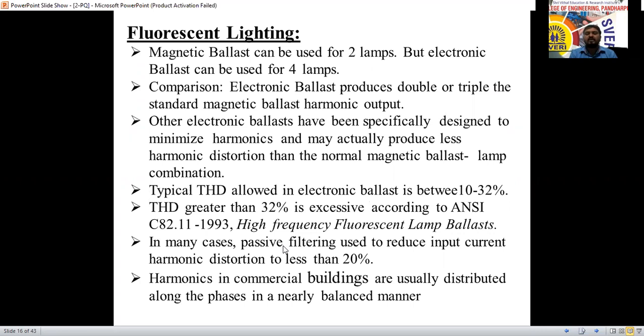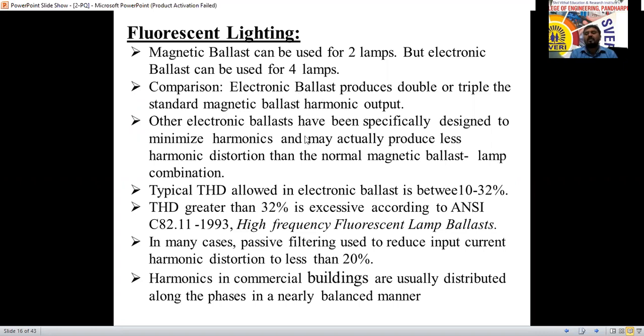In comparison, an electronic ballast produces double or triple the harmonic output of a standard magnetic ballast. They are using 4 lamps, which means double or triple harmonic output. So efficiency we are going to get, but the harmonics production also increases.